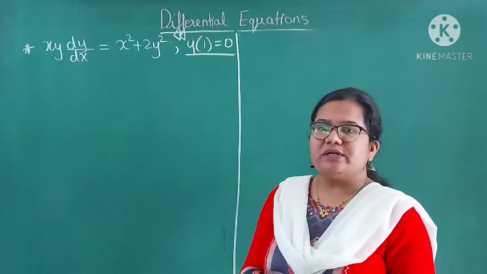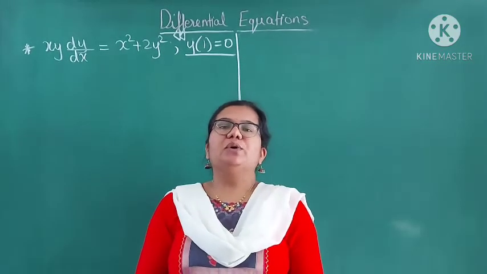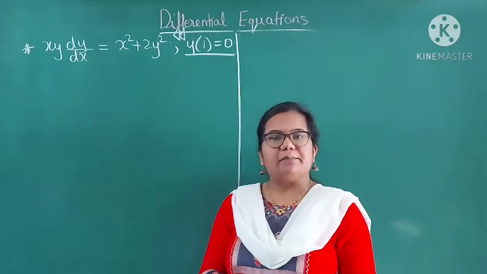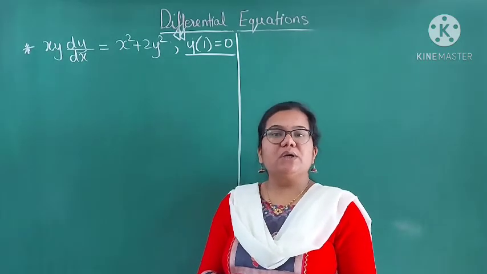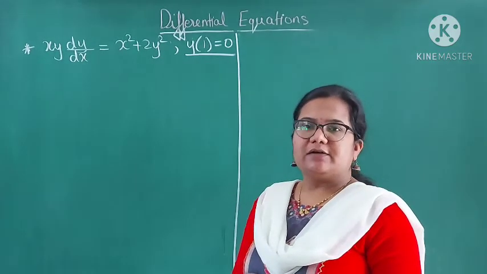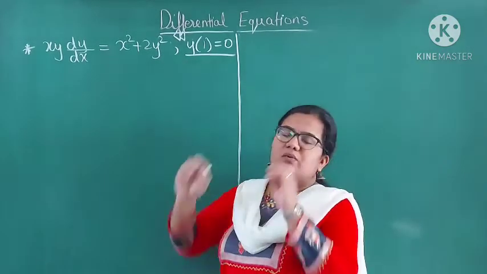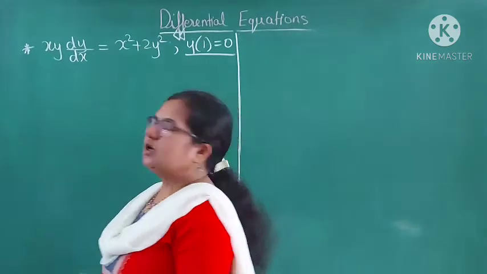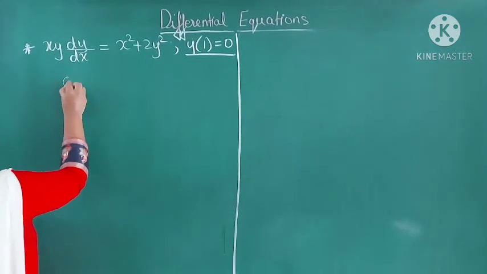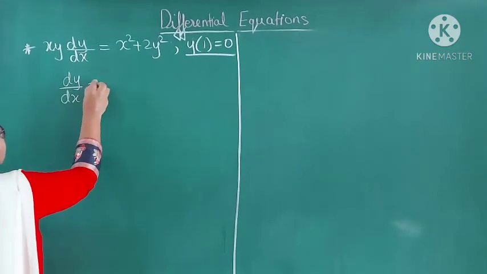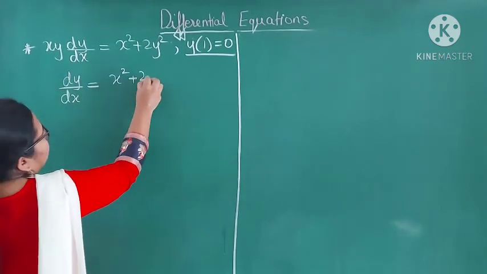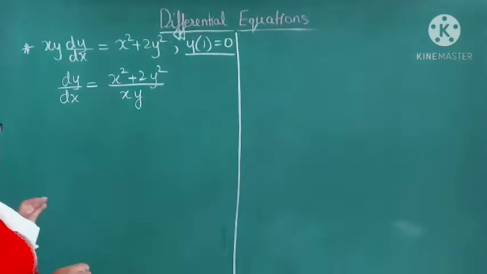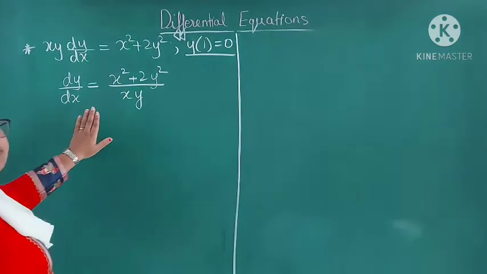That means in the previous examples, you have seen that you were finding the general solution of the given homogeneous differential equation. Now in this example, you are supposed to find the particular solution of the given homogeneous differential equation. Okay, when x is 1, y is 2. So first let us start with simplifying and substitution. Here clearly we have to convert it into the form dy by dx is equal to x square plus 2y square in the numerator, and xy will come in the denominator. Then after forming this form, we do the substitution.